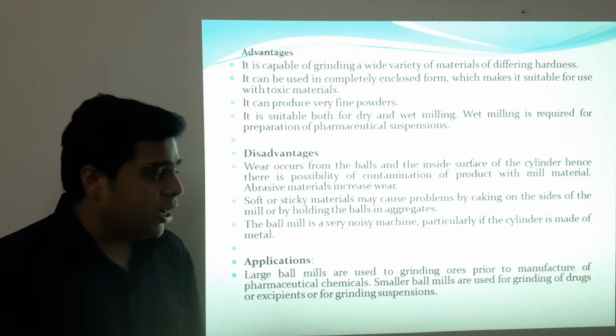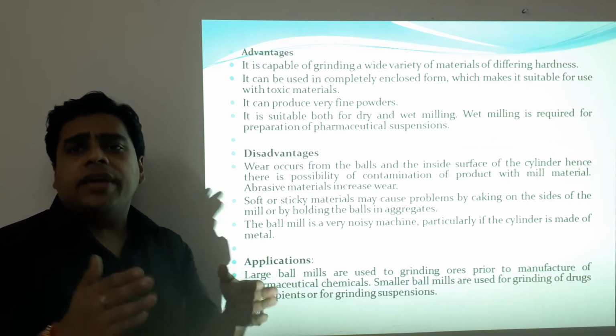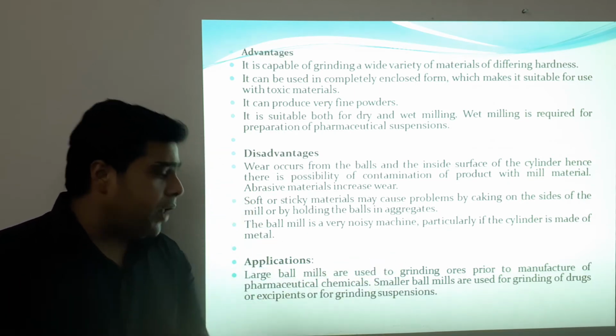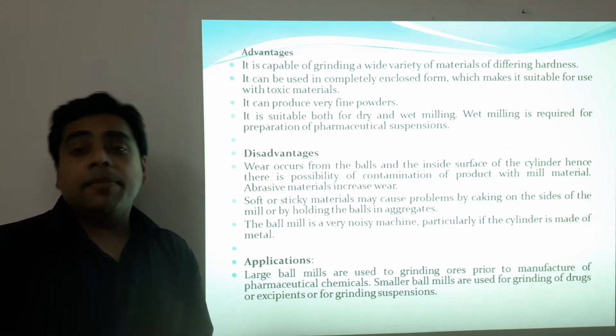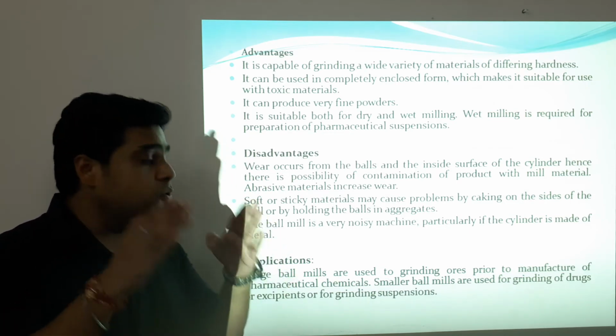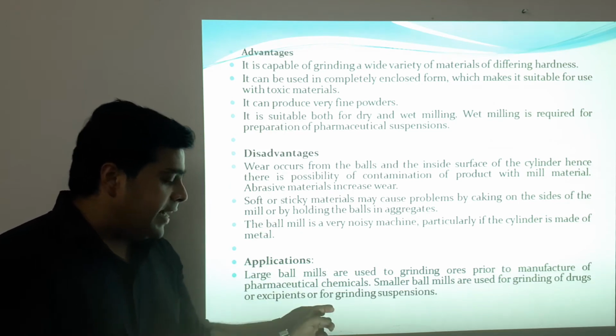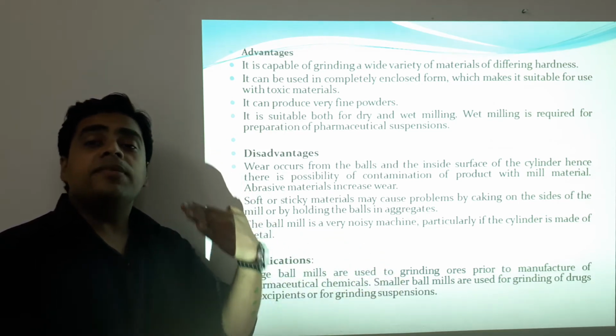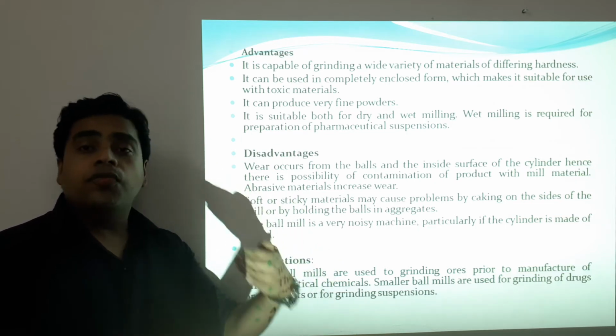Come to its application, which in the start we had already discussed. Yes, it is used for grinding ores prior to the manufacture of pharmaceutical chemicals. Smaller ball mills are used for grinding of drugs and excipients, or for the preparation of different types of suspensions. So it is quite a useful machine.